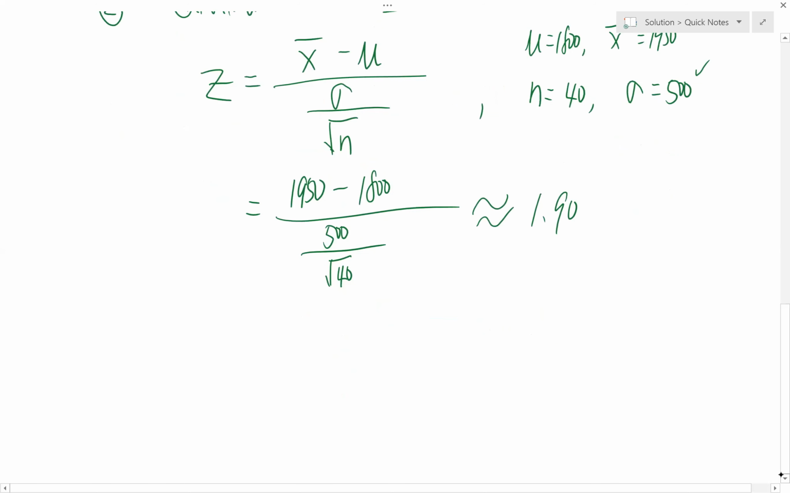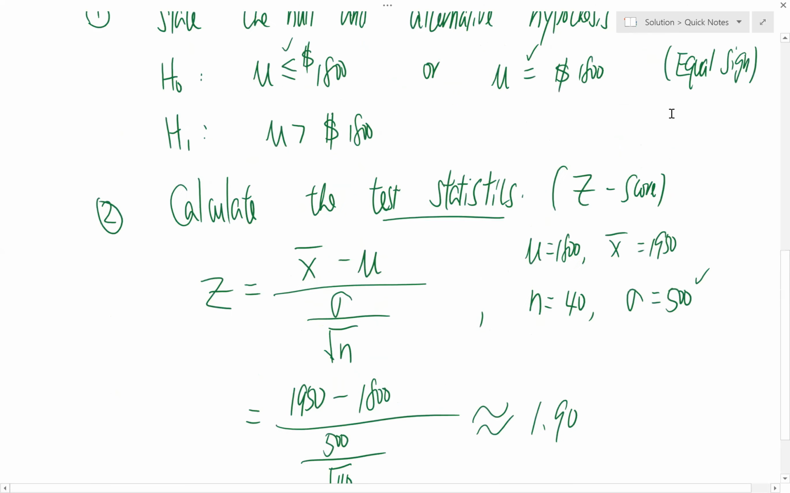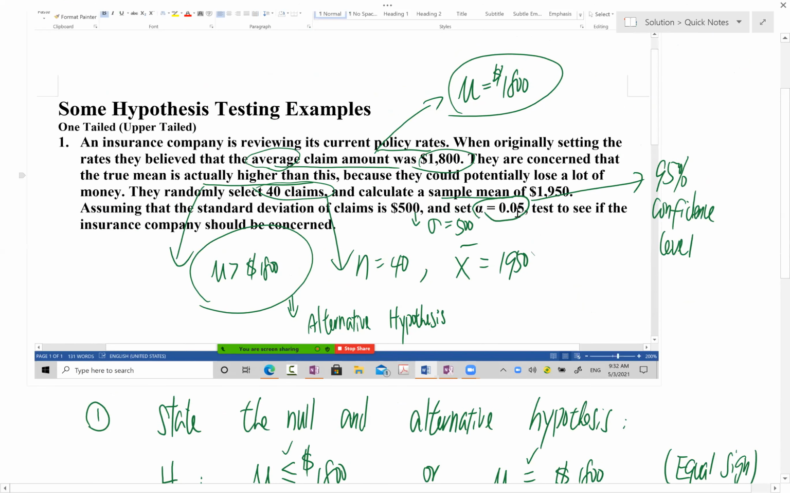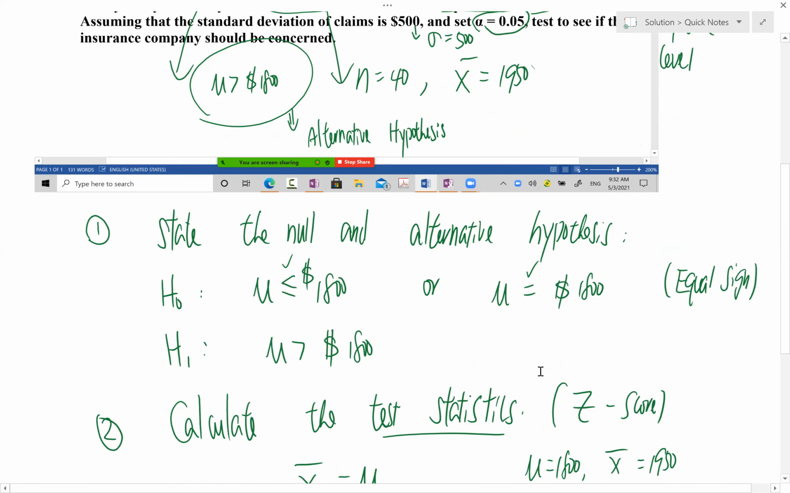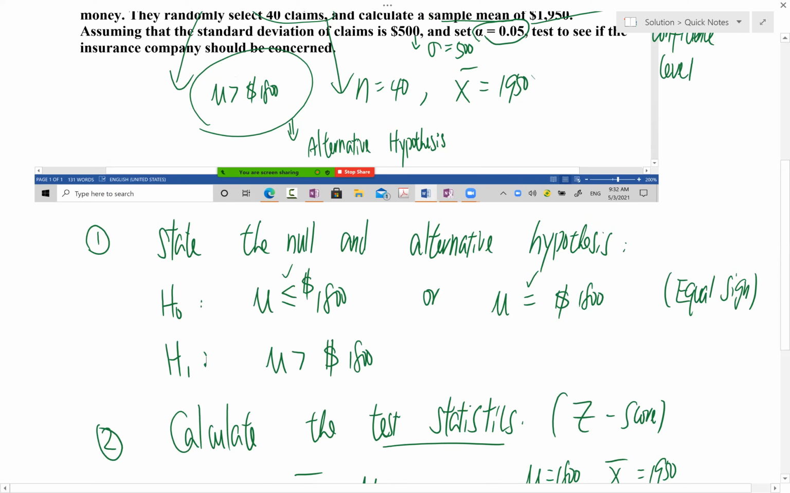Now, step 3: based on alpha, determine the rejection region. We know alpha is 0.05, which is also given in the question, meaning we have 95% confidence. When alpha is 0.05, this is what we call the right tail. Another important aspect here is that based on the alternative hypothesis, we determine which of 3 scenarios we have: right tail, second scenario, left tail, or 2 tails.